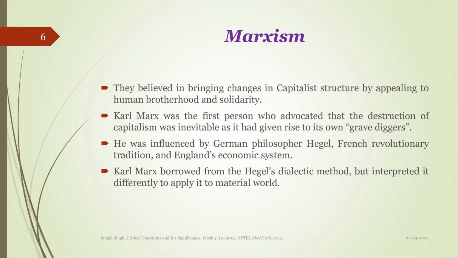Now Karl Marx was the first person who advocated that the destruction of capitalism was inevitable, as it had itself given rise to its own grave diggers. This is a very important prophecy which was made by Karl Marx, because earlier than him nobody could foresee and visualize that such a thing will happen. He could visualize that in the days to come certain crises or dialectics will develop in capitalism which will lead to its own destruction, and in the subsequent slides we will see what those crises of capitalism were about which Karl Marx is talking about.